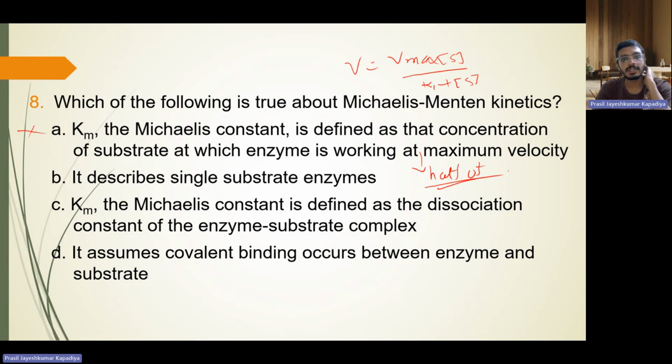So it describes a single substrate enzyme. So this is correct. Option C is Km, the Michaelis-Menten constant, is defined as the dissociation constant of enzyme substrate complex. That is not dissociation, but that is association.